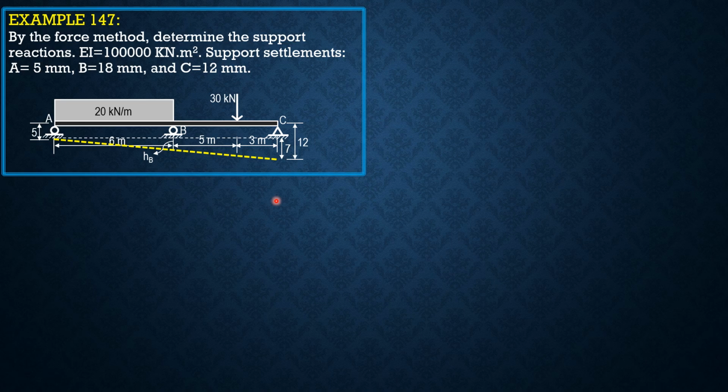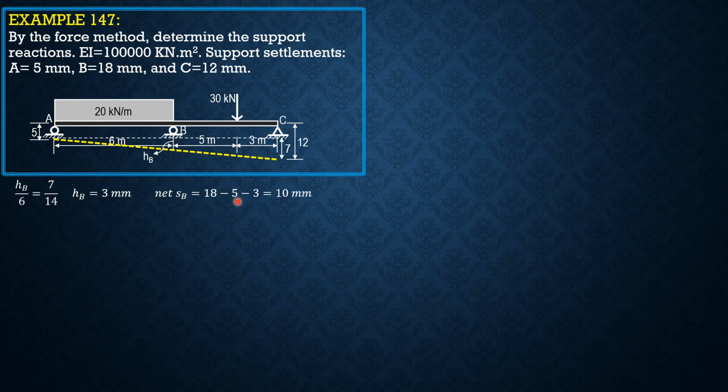So therefore, by similar triangles, HB over 6 equals 7 over 14. So HB equals 3 mm. If HB is 3 mm, since the settlement at support B is 18, the net settlement at B, downward of course, is 18 minus 5 mm minus 3 mm, and that is 10 mm.